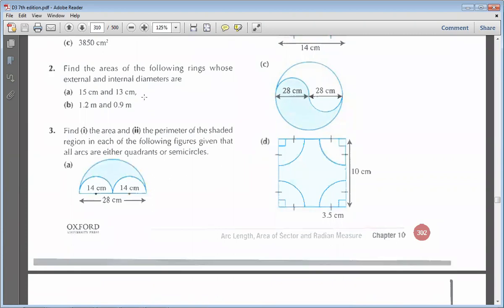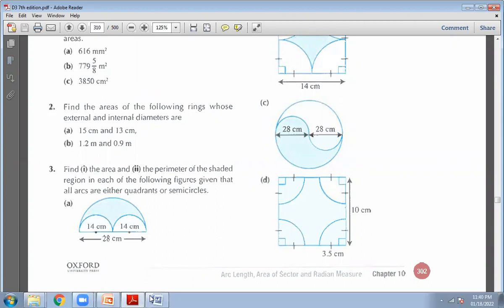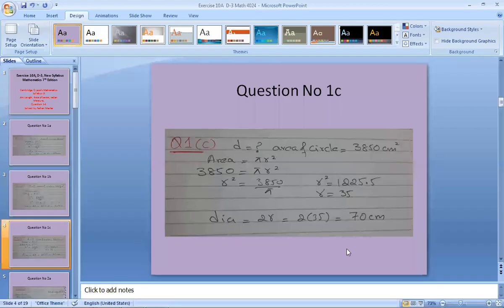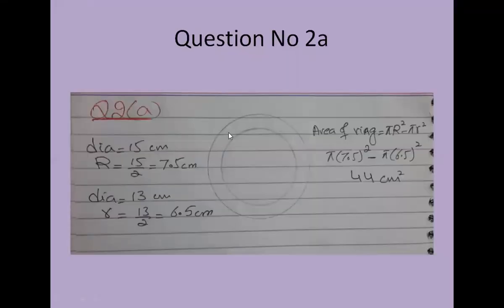So on your screen, question number 2 is showing up. It says, find the area of the following rings whose external and internal diameters are, A part, 15 centimeter and 13 centimeter. Let me show you the ring. This shape is called a ring.